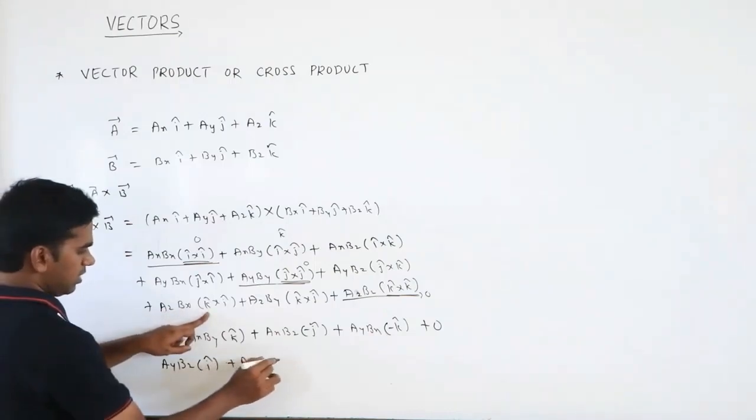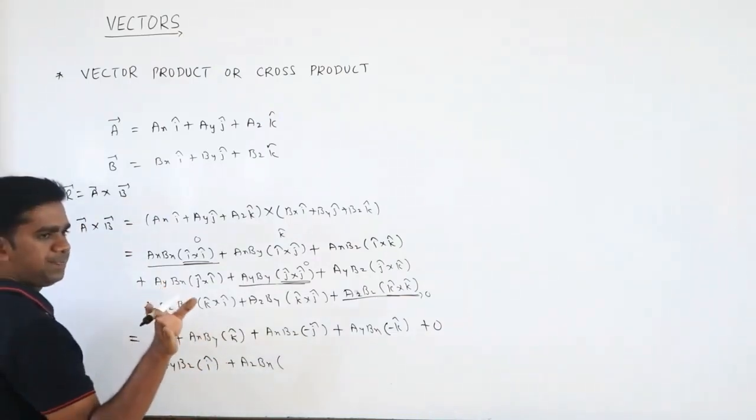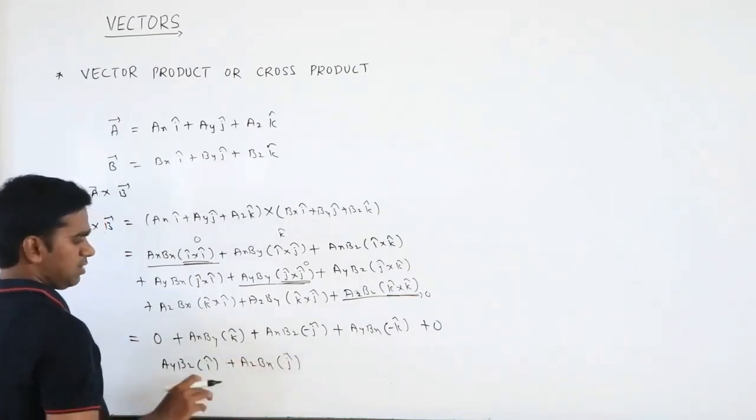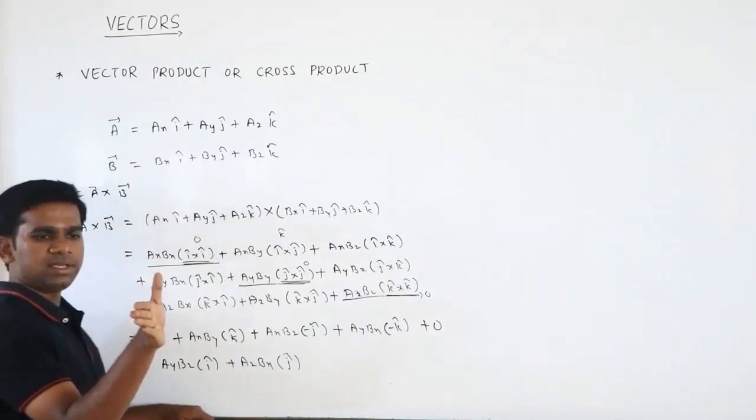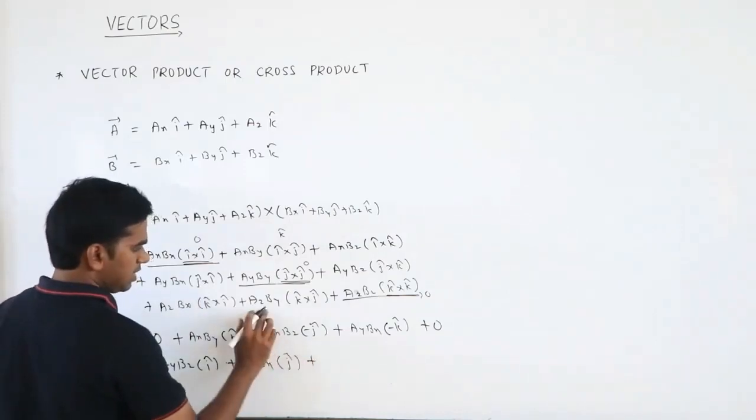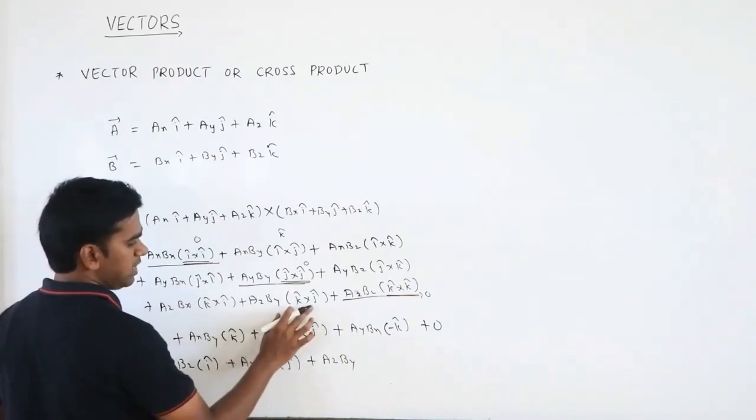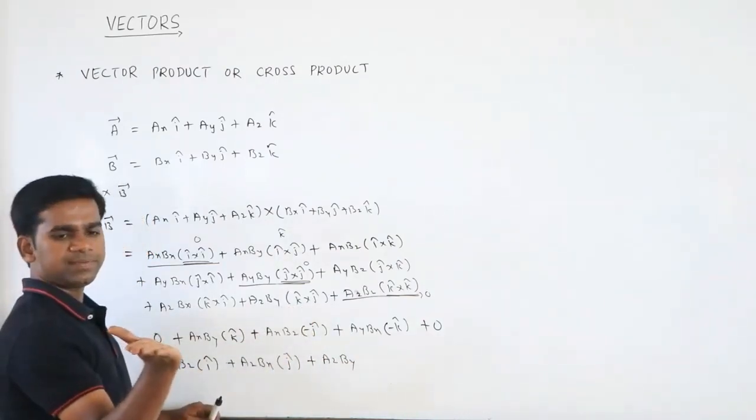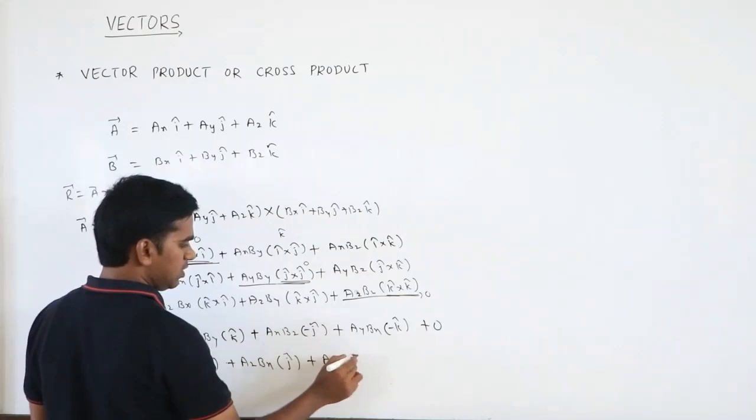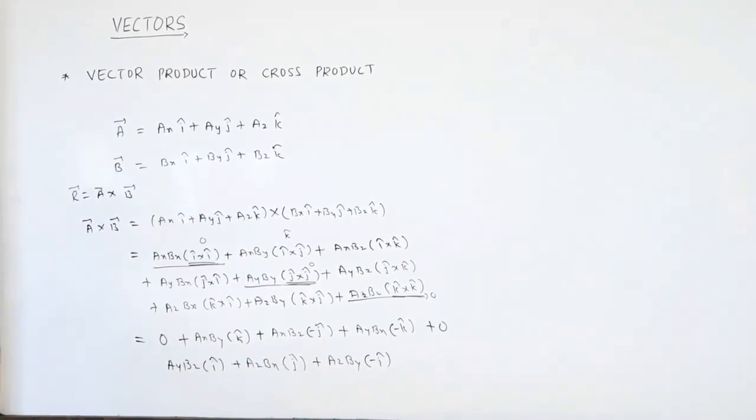Bx, K cross I. K cross I means going from K to I, so this is going to be J cap. Plus Az By, K cross J. K is there, J is here, K cross J means negative, minus I cap. Okay, so all these things we got. Two zeros, and one more zero.